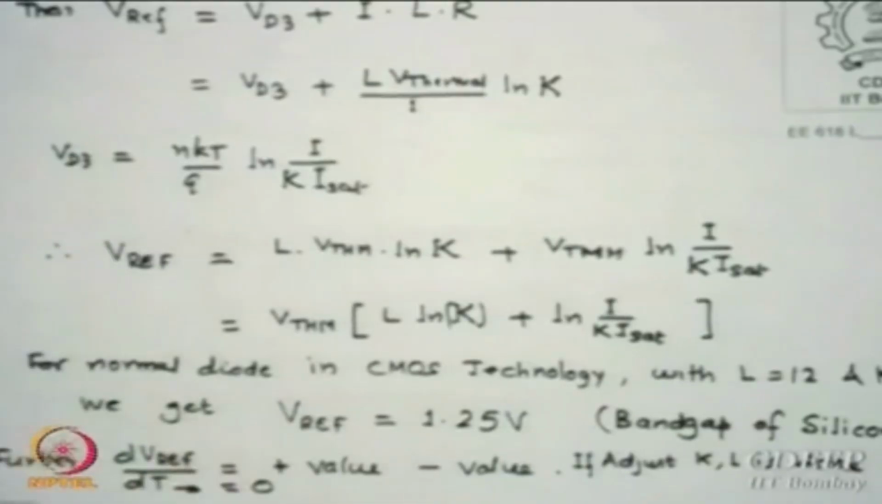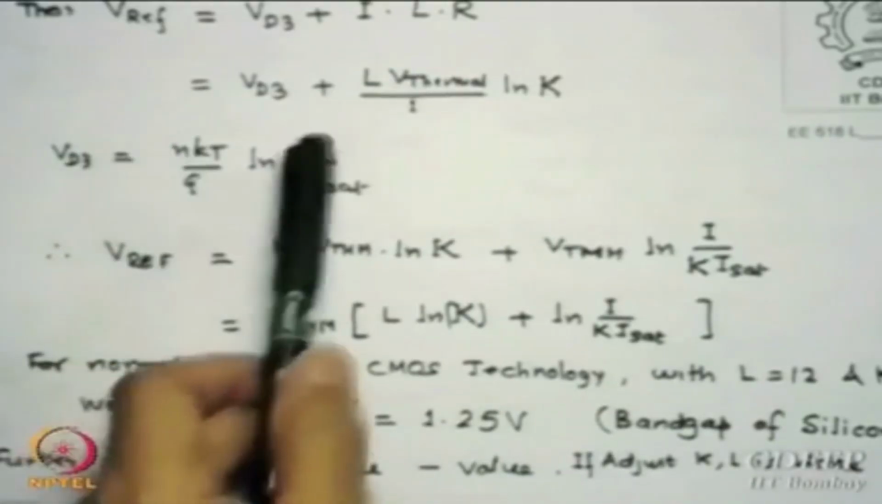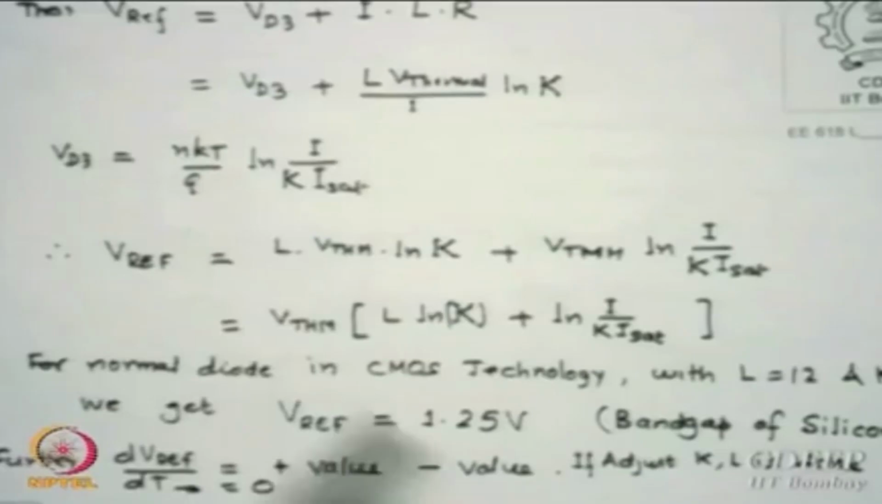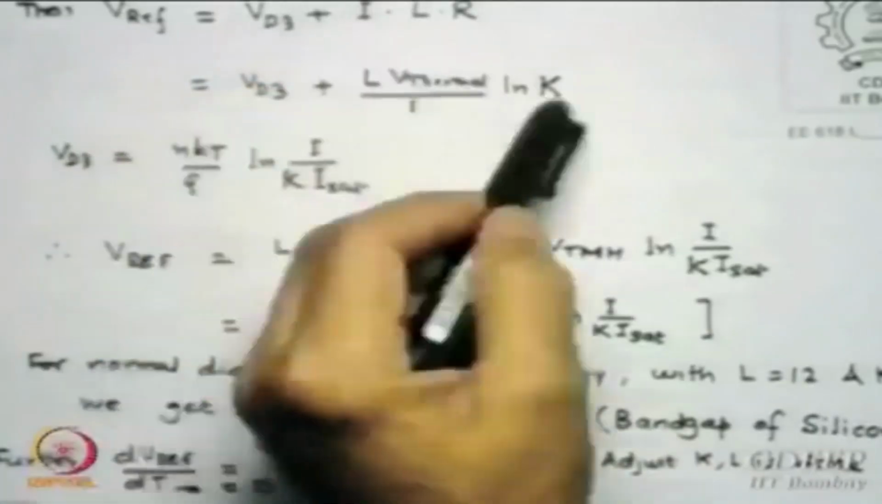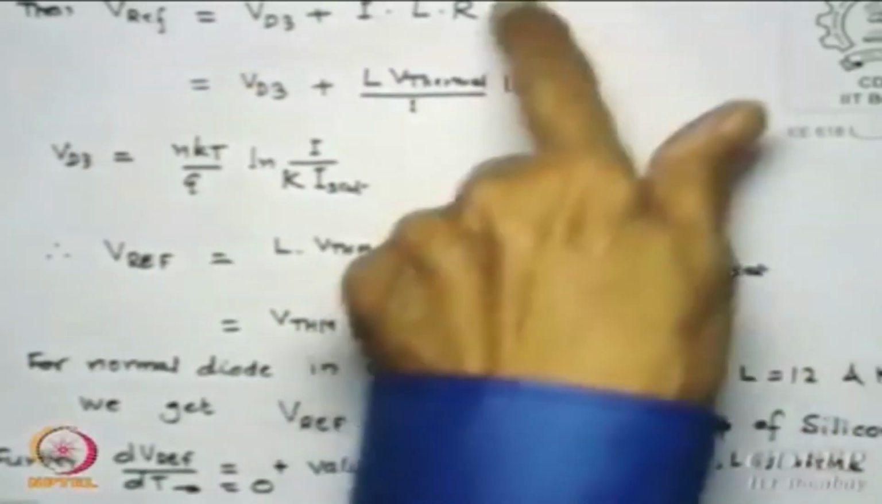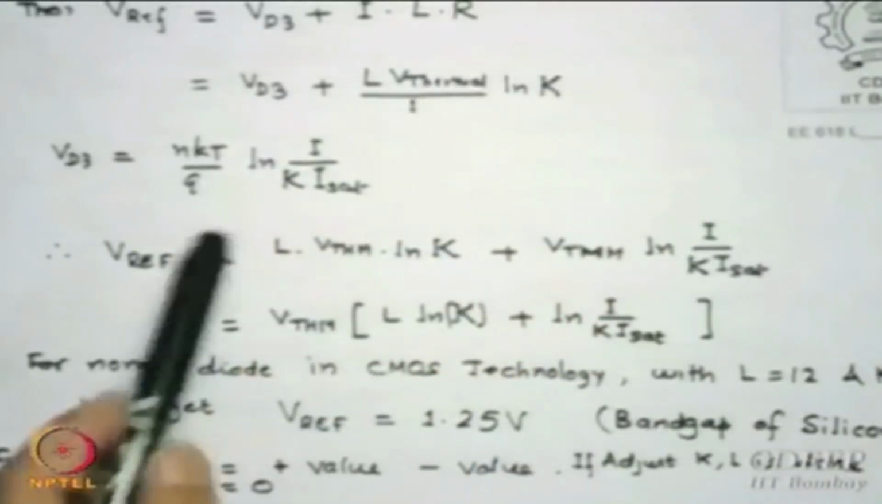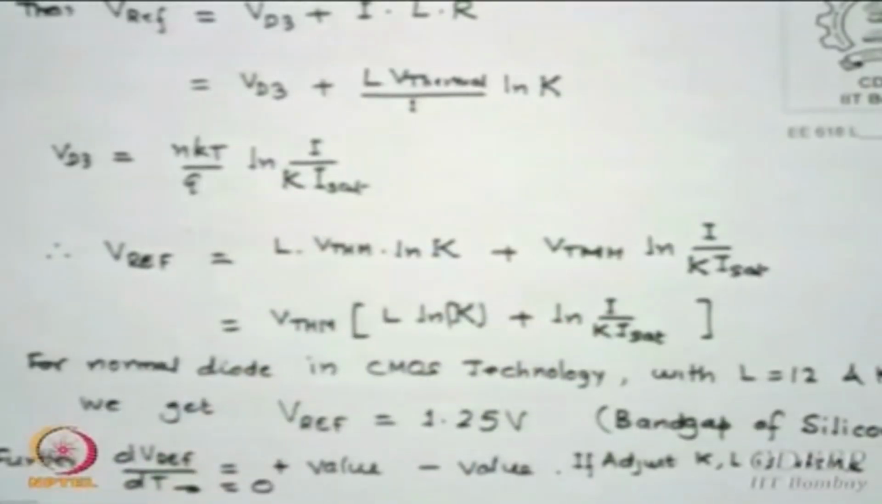VD3, as we derived last time, is V thermal ln of I by I sat. V thermal, and the current I we derived earlier, into LR, so this comes. That R cancels, I into R, R cancels. Okay. So I get V reference is L times V thermal into ln K plus V thermal ln I by I sat.